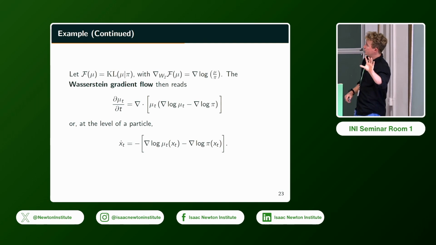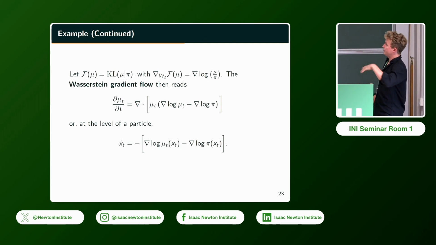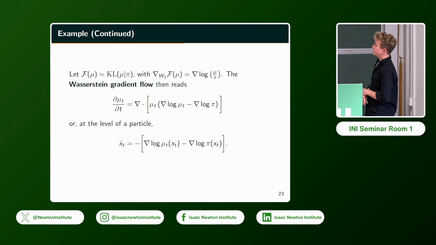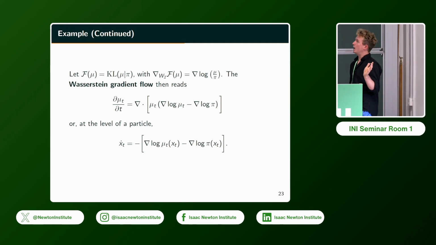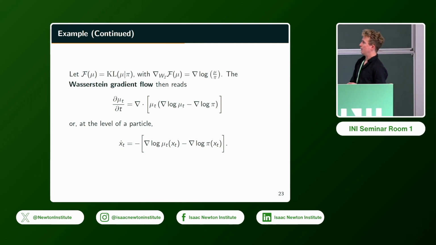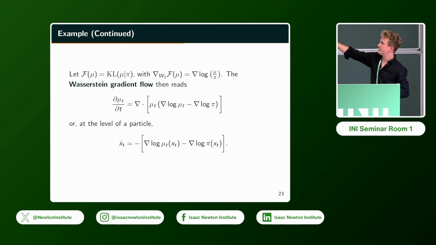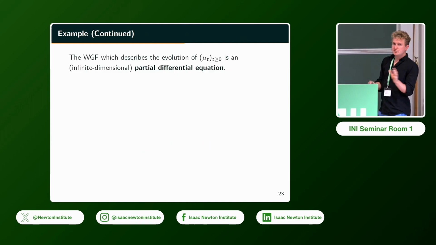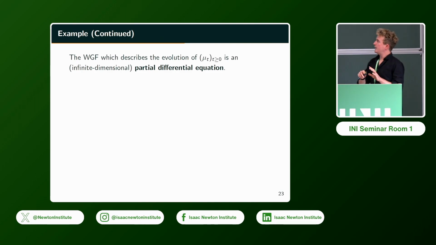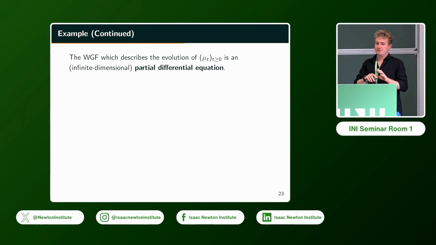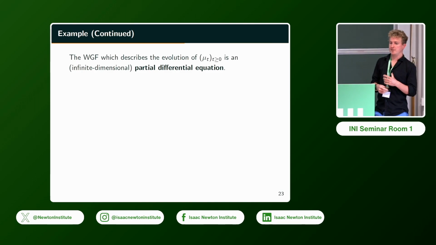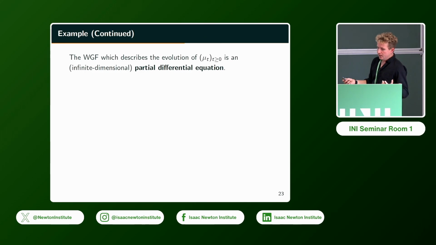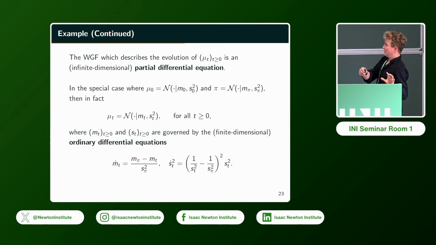Okay, so if we go back to our example from before, we substitute in our KL divergence and the form of the Wasserstein gradient of that thing, this is what the gradient flow looks like. That's at the level of the density, and this is what it looks like at the level of the particle. Of course, this is an infinite dimensional object, right? This is a PDE, and we're going to have to deal with that at some point.